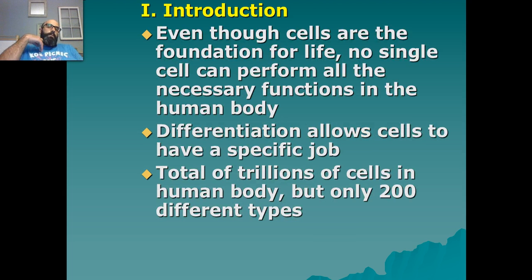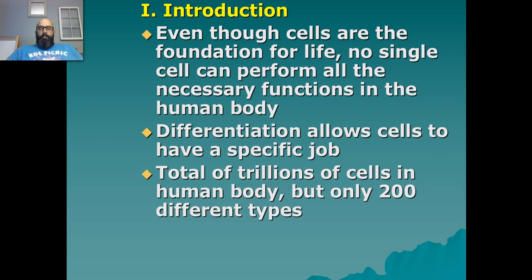So even though cells are the foundation for life, no single cell can actually perform all the necessary functions for you to actually survive and live. That's why human bodies have differentiation and specialization of specific cells, so that each one of them has their own job, which in turn contributes to the one main goal of maintaining homeostasis for the entire organism.